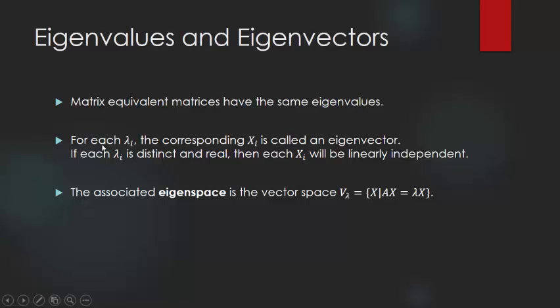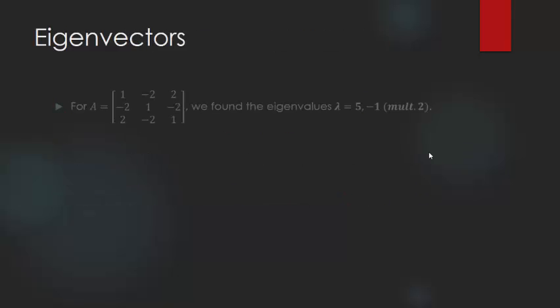That can sometimes be a shortcut if you're familiar with matrices and how they work. For each eigenvalue, the corresponding eigenvector we might denote as xi, and if each lambda is distinct and real, each xi will be linearly independent. The associated eigenspace is a vector space that pairs together your eigenvector with your eigenvalue. I'm going to just show you one example.